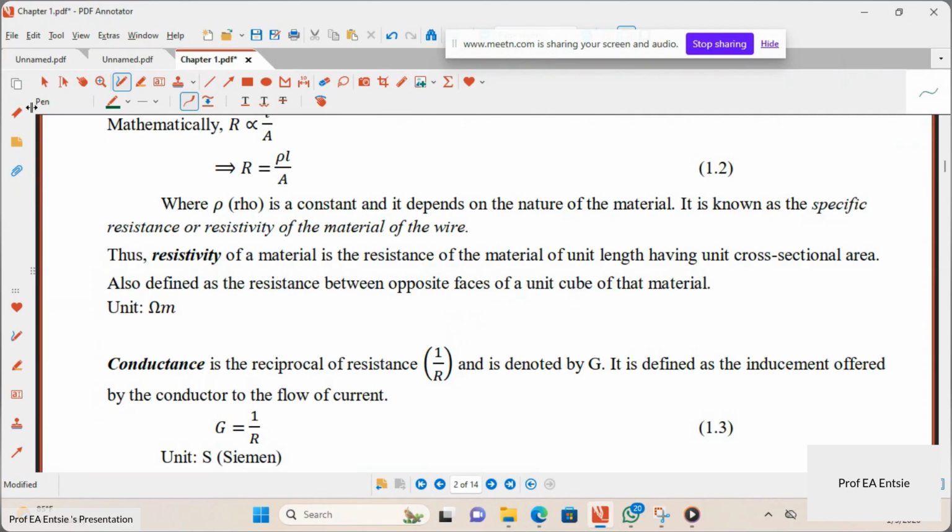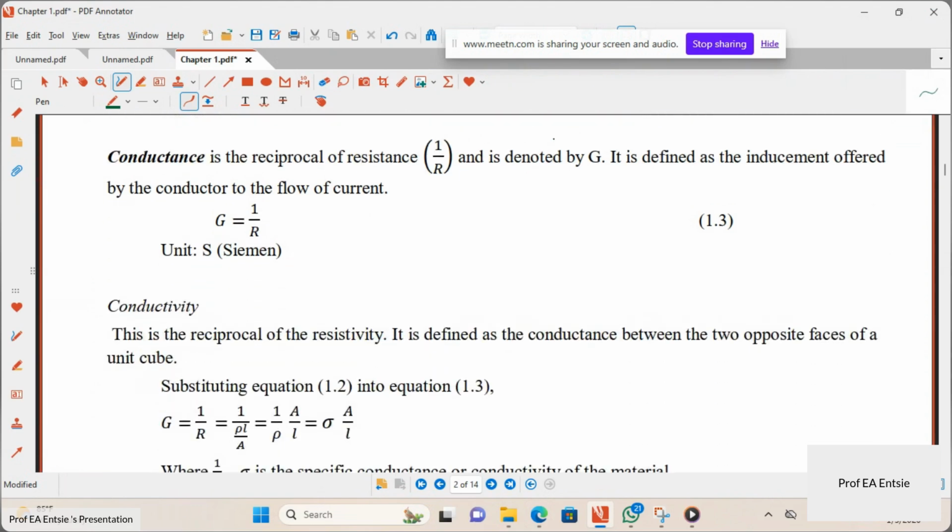You just make resistivity the subject. So if you make it the subject, you get A R over L. A is area, so meter squared, of that particular wire, the cross section of that material. Then resistance is ohms, length is meters. Meters cancel one of the meters, you are left with ohm-meters.